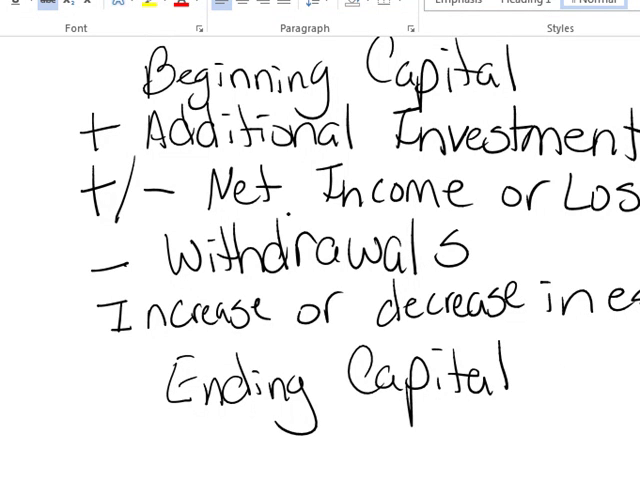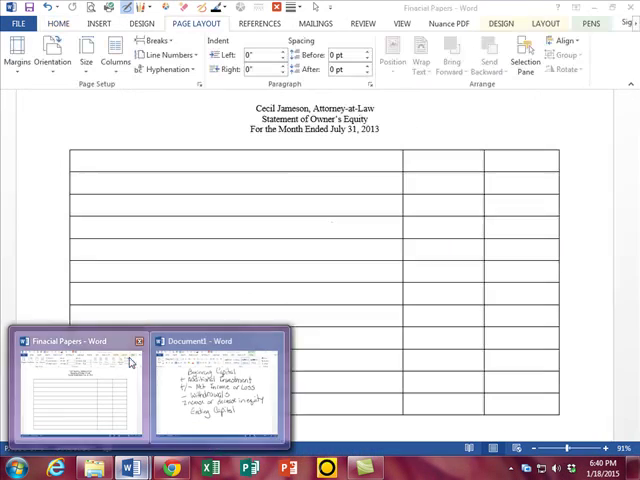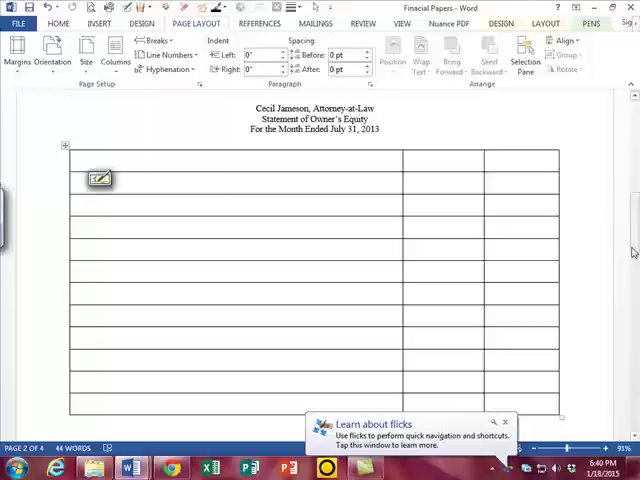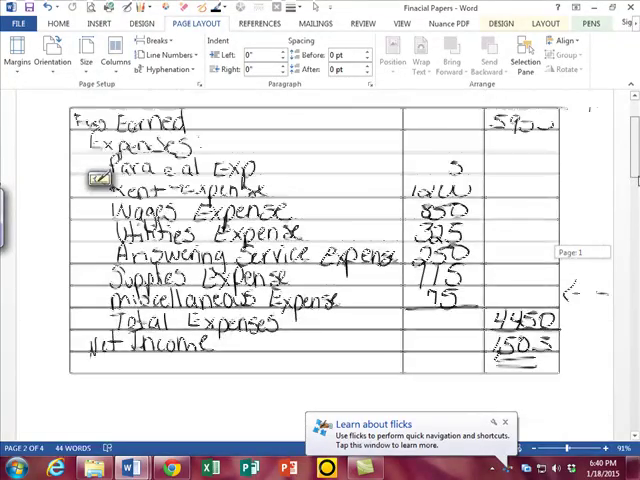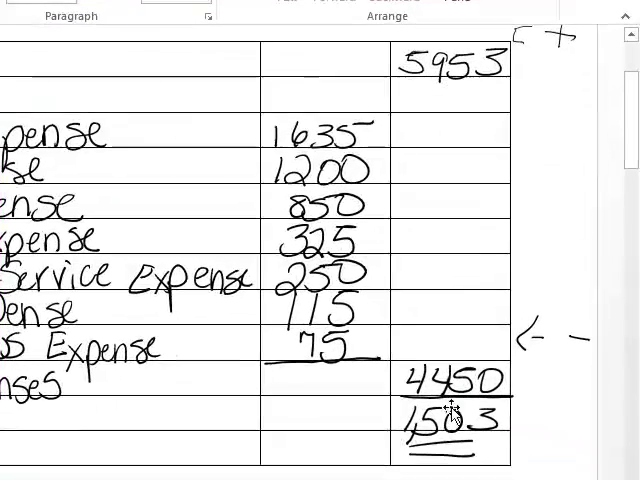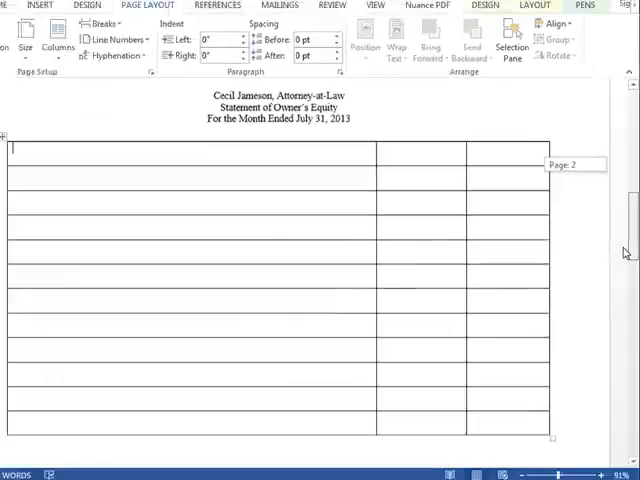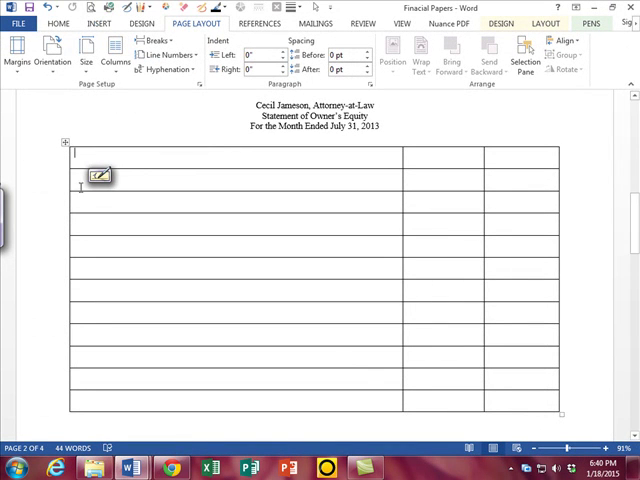Now, notice that I said we're going to add in net income. Well, where do we get the net income for the company? We get it from the financial statement we just prepared. And in this case, the net income was $1,503. So we're going to use that when we do the statement of owner's equity. All right, so let's get started.